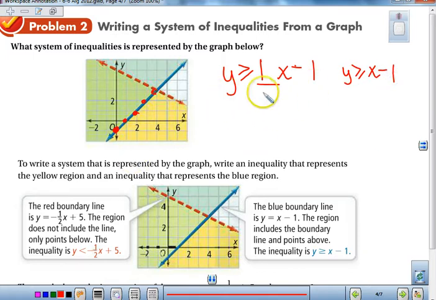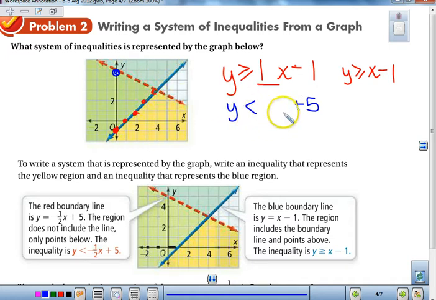Once we have our first equation, we now want to look at our second equation. If we look at our second equation, we're looking at our y-intercept. Here is 1, 2, 3, 4, 5. Our y-intercept is 5. And this would be a plus 5. And since it's a dashed line and it's shaded below, we're going to say that it is less than.